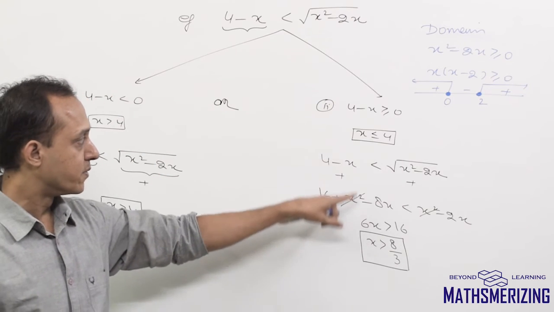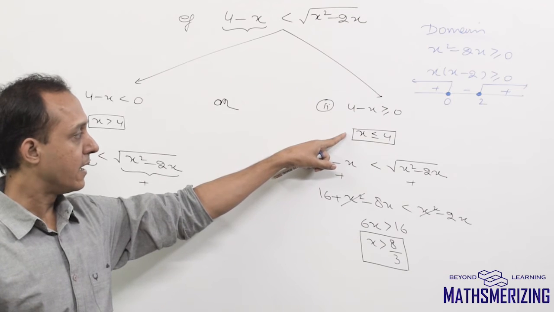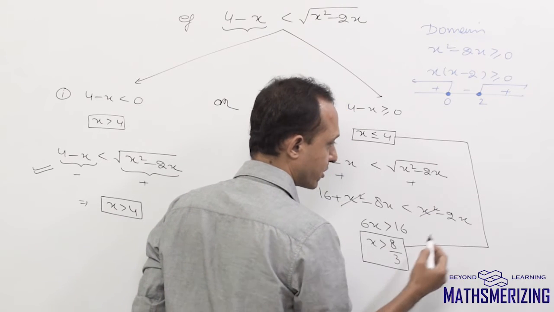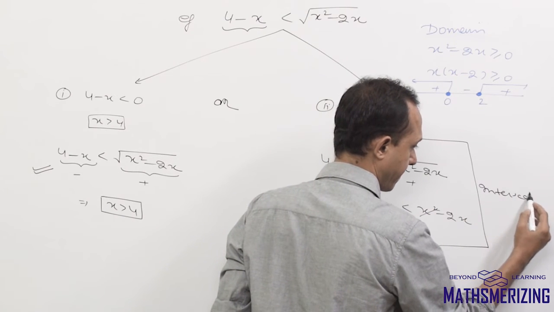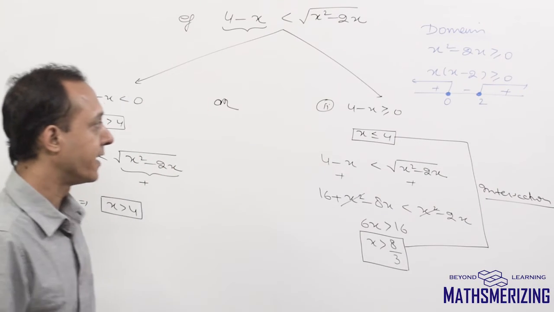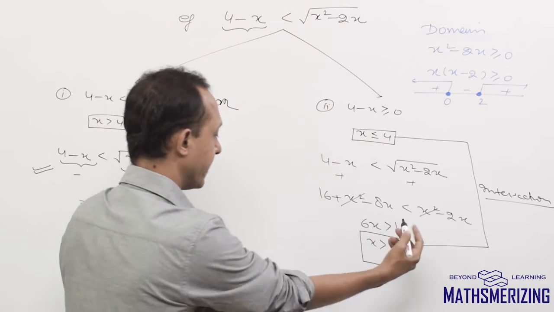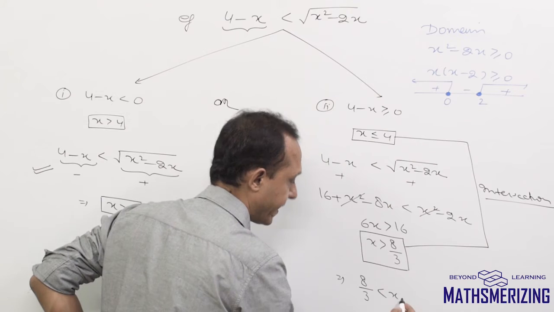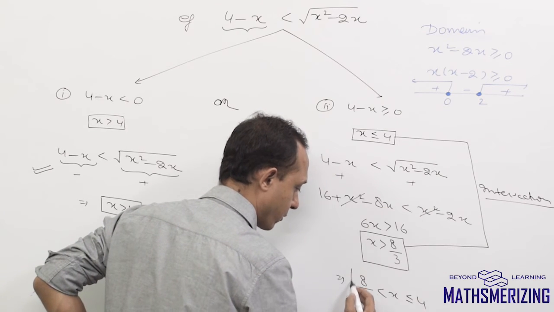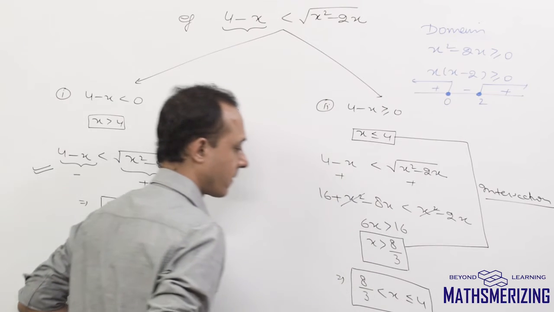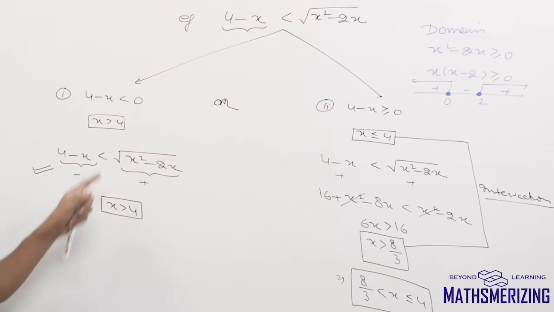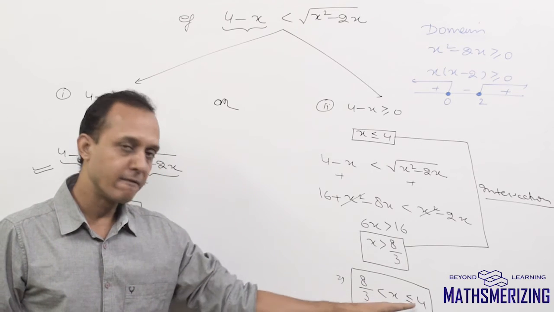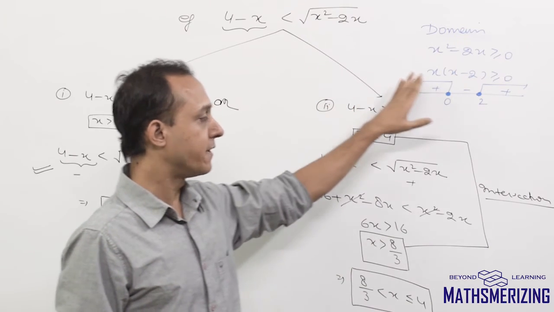Now, this result comes with the condition that x should be less than or equal to 4. So, I have to take the intersection of these two conditions, finding the values of x common to both. The result is x greater than 8 by 3 but less than or equal to 4. So, from the two cases, x should be greater than 4 or x should lie between 8 by 3 and 4, and with it I'll also need to take care of the domain component.